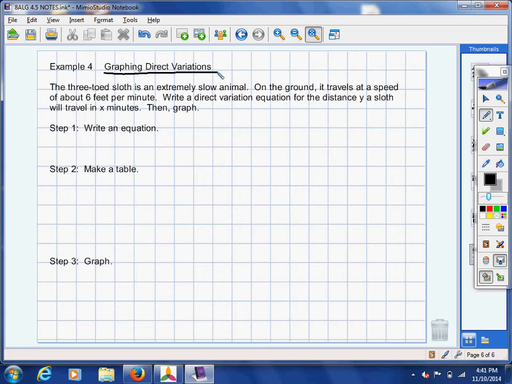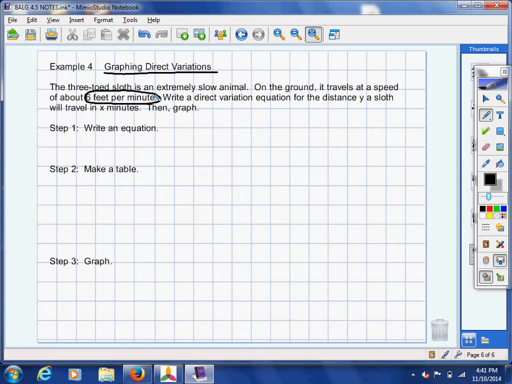All right, let me read the situation to you. The three-toed sloth is an extremely slow animal. On the ground, it travels at a speed of about 6 feet per minute. Write a direct variation equation for the distance y a sloth will travel in x minutes. And then we're going to graph it. So they're telling us some information. They gave us his rate of speed.